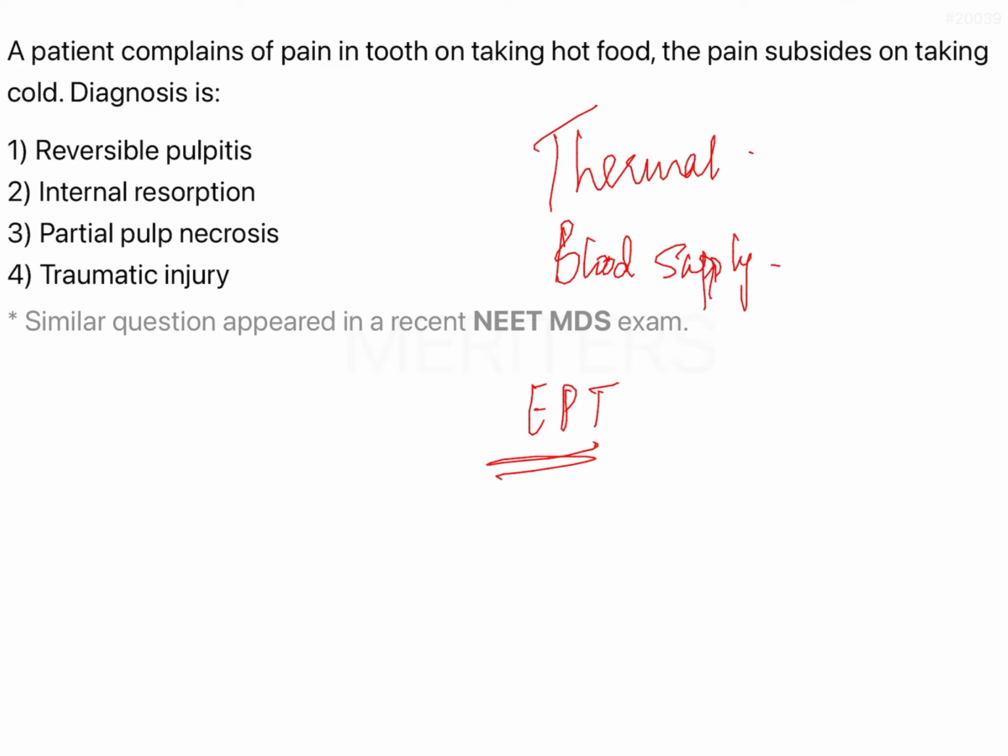So that is the reason why you always have to correlate whatever tests you perform with the symptoms and the signs that the patient provides you with, so that you can come to a diagnosis and then devise your treatment plan.